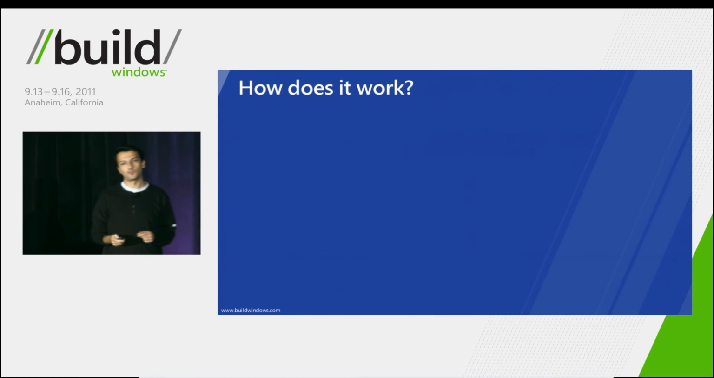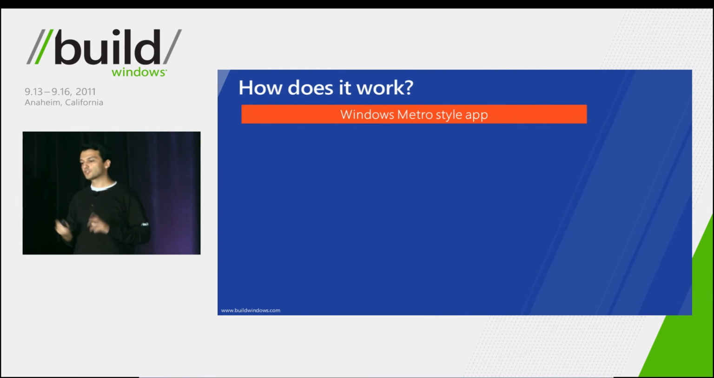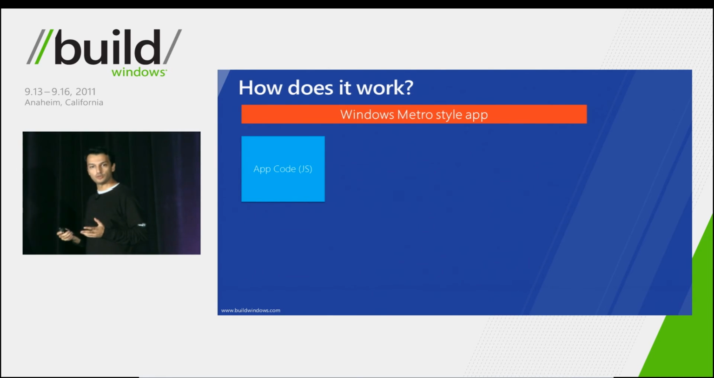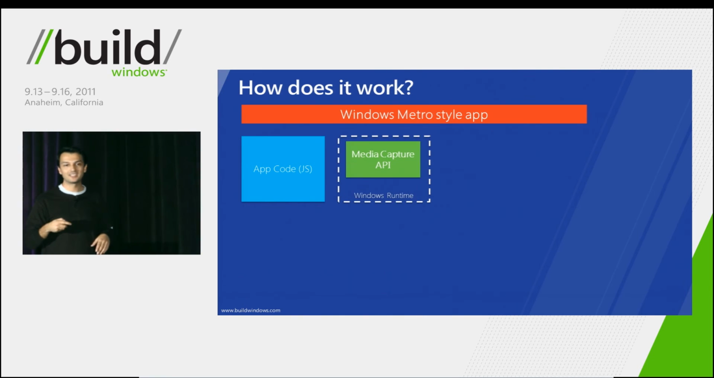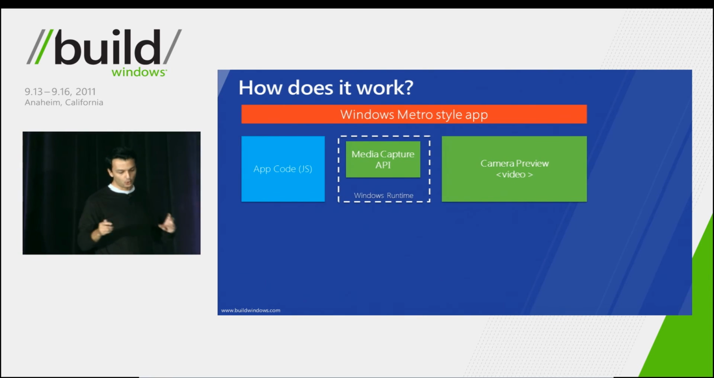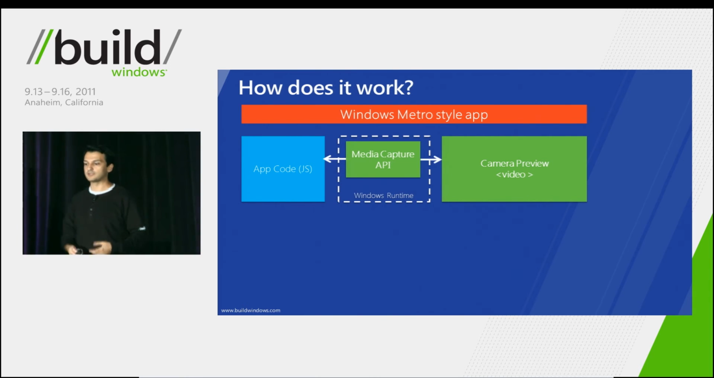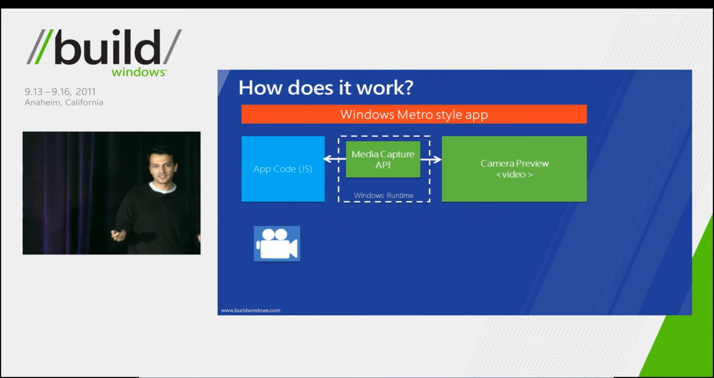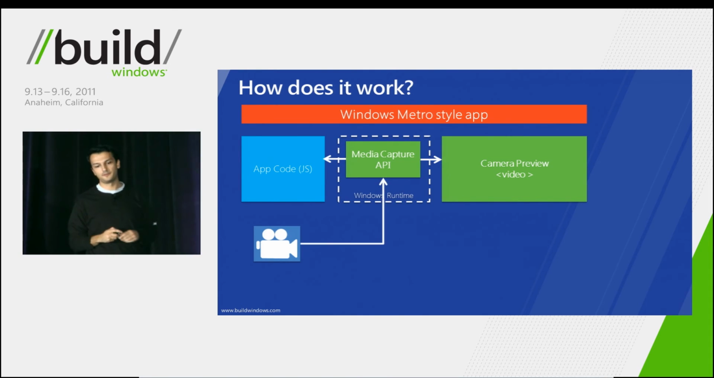So how does this game work? Just remember, at the top of everything, what we have is a Metro-style app, so don't forget that. We have the app code written in JS, which is using the media capture APIs that we've been talking about, which is also hooked into the video tag that is showing the camera feed. My app code is using the media capture APIs, and the media capture API is hooked up to the video tag. And obviously, there's a camera that is providing the feed.